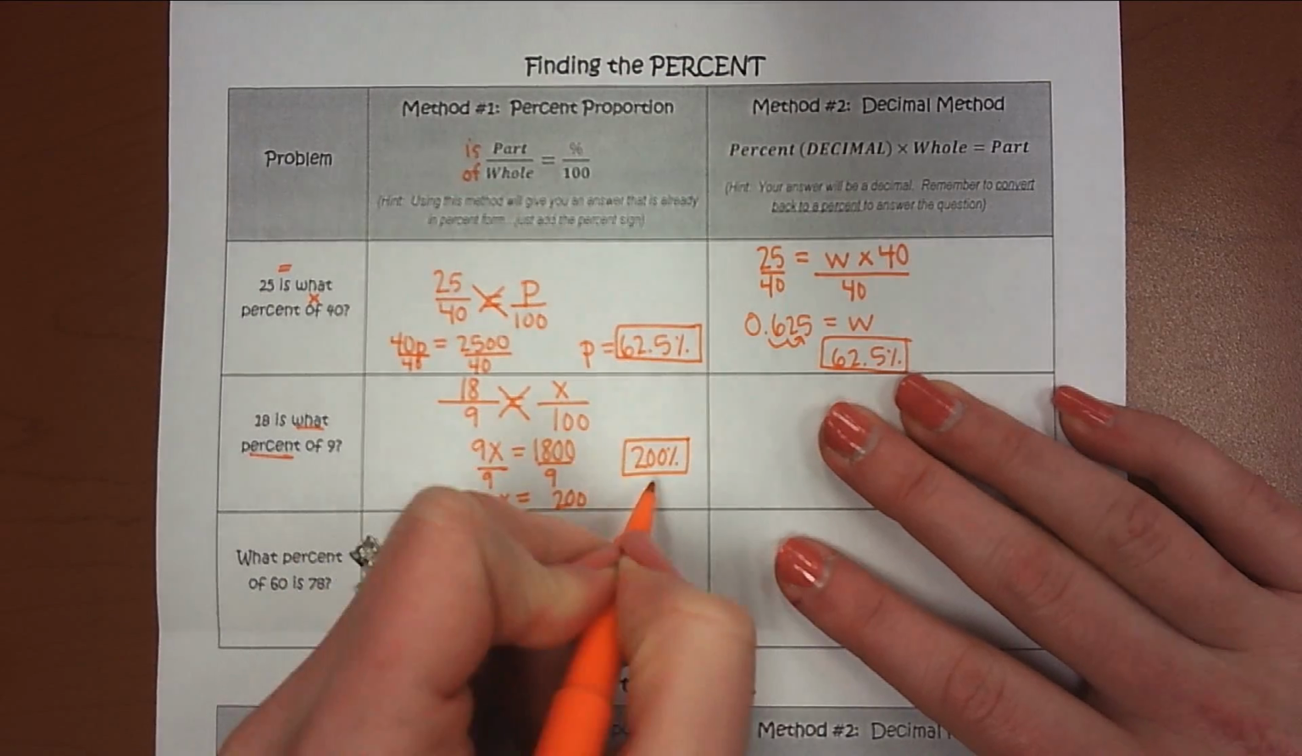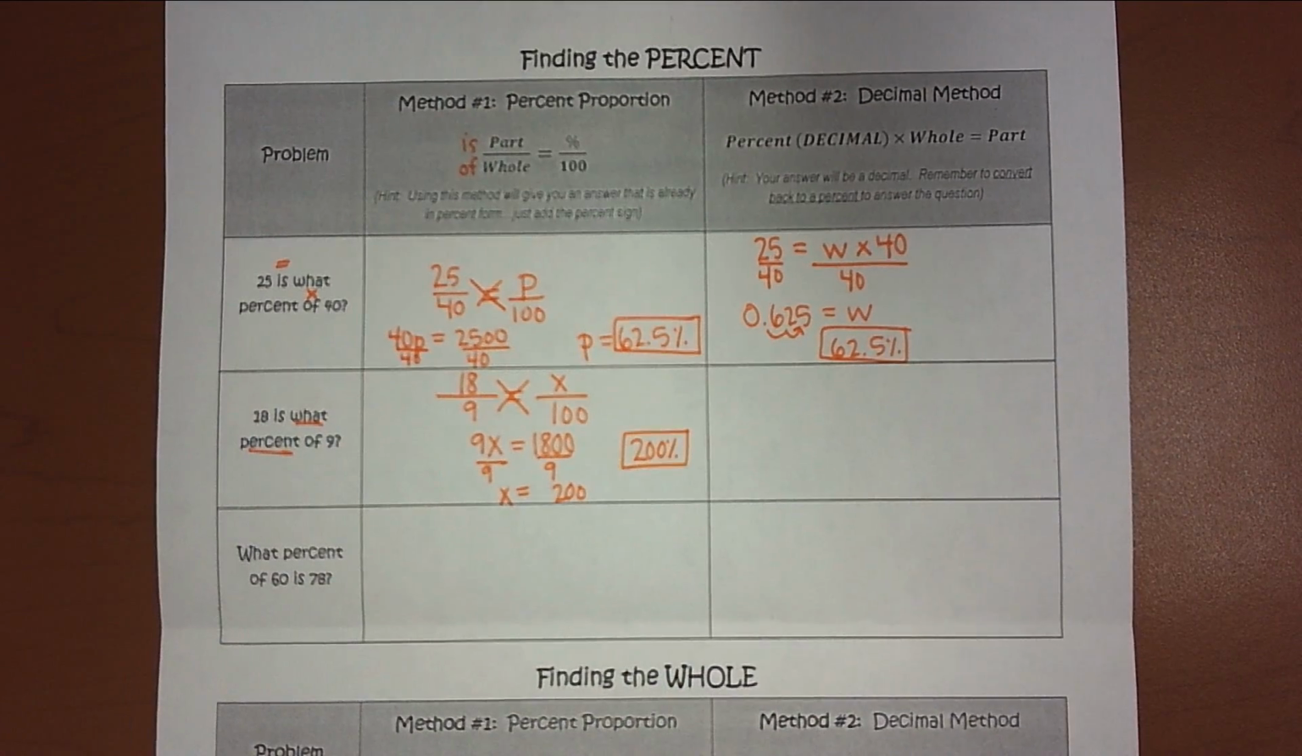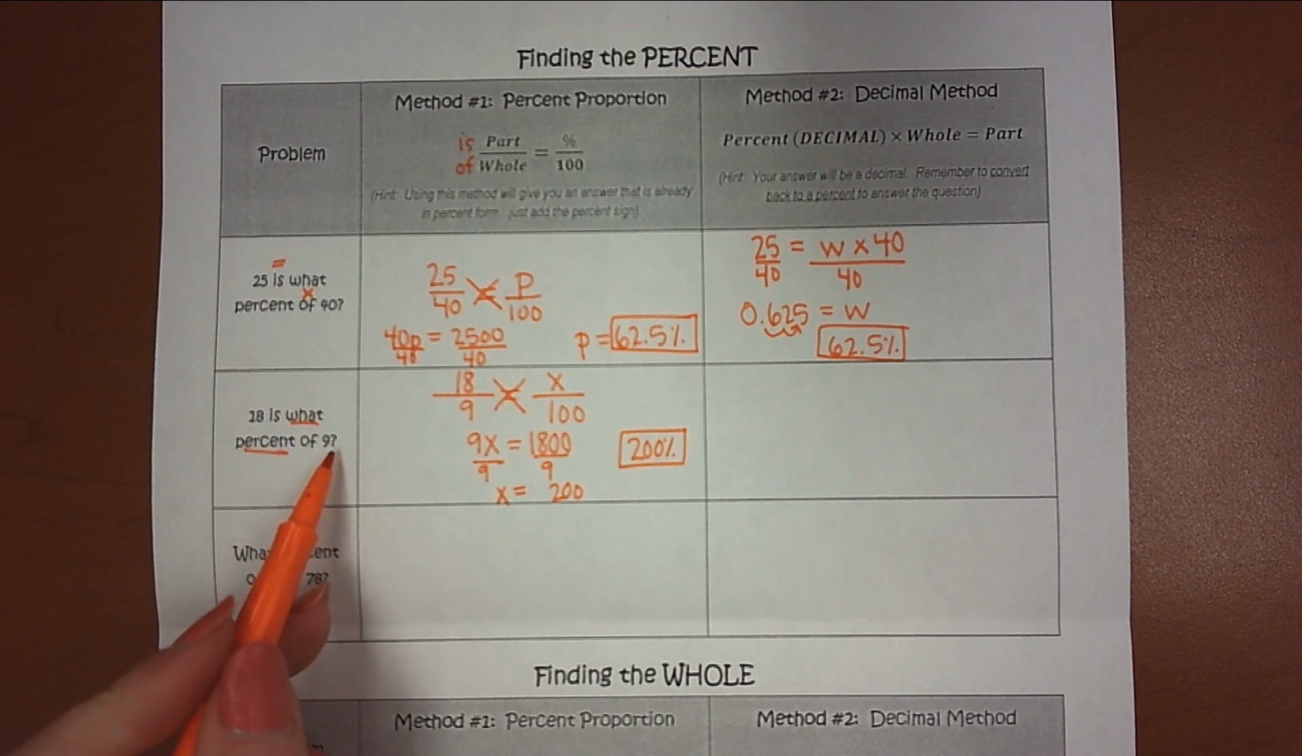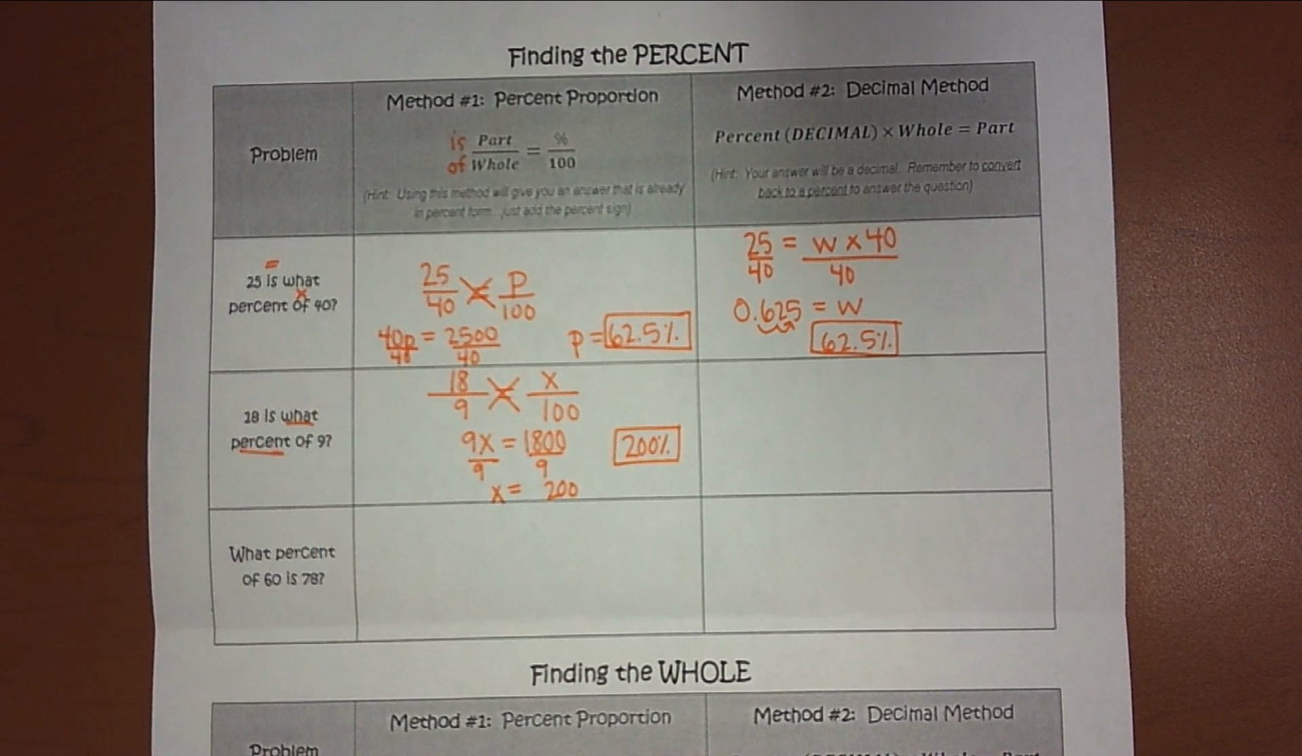If I think about, does my answer make sense? 18 is 200% of 9 does make sense because 18 is double 9. So it should be more than 100.